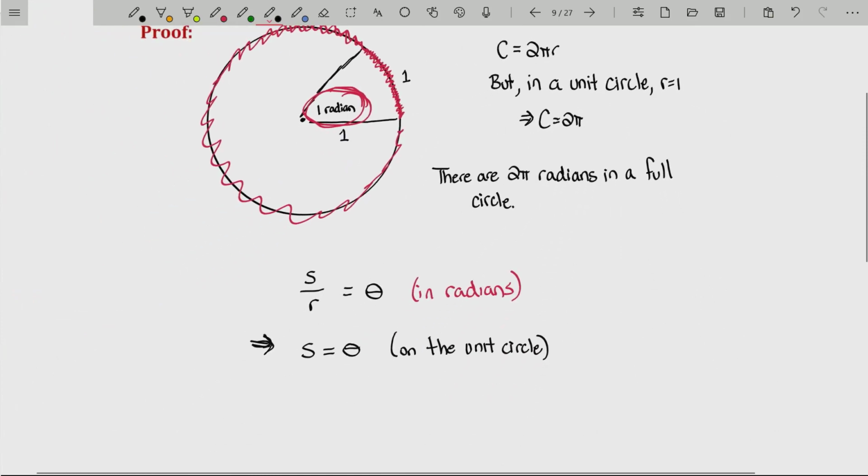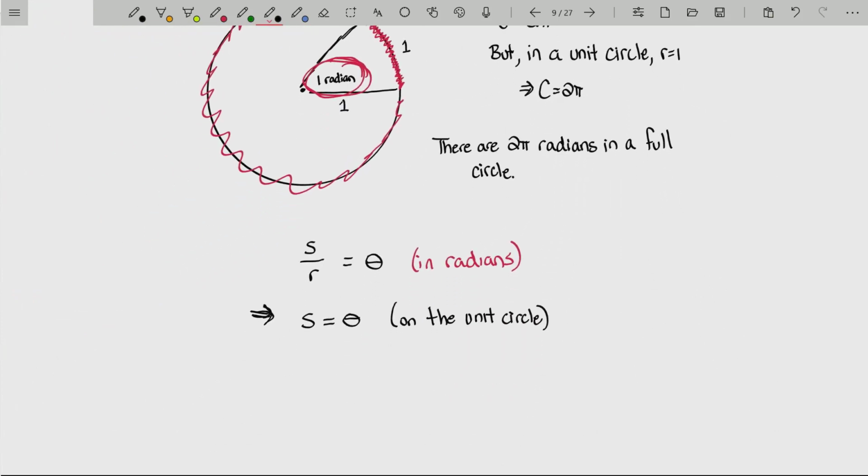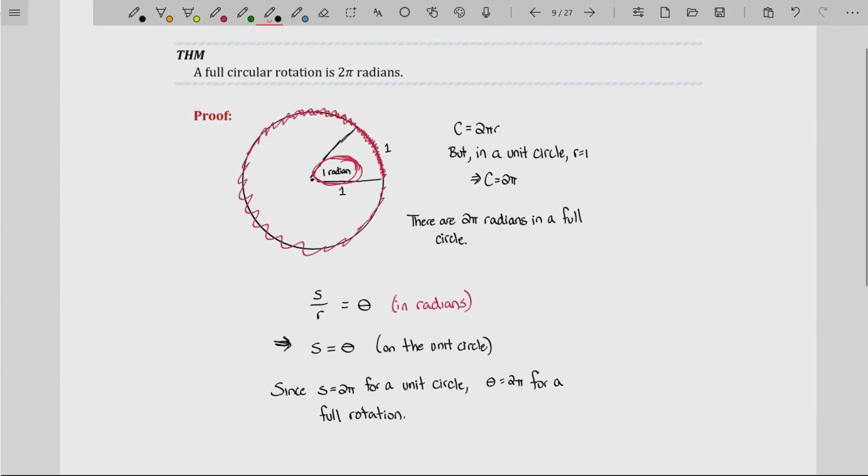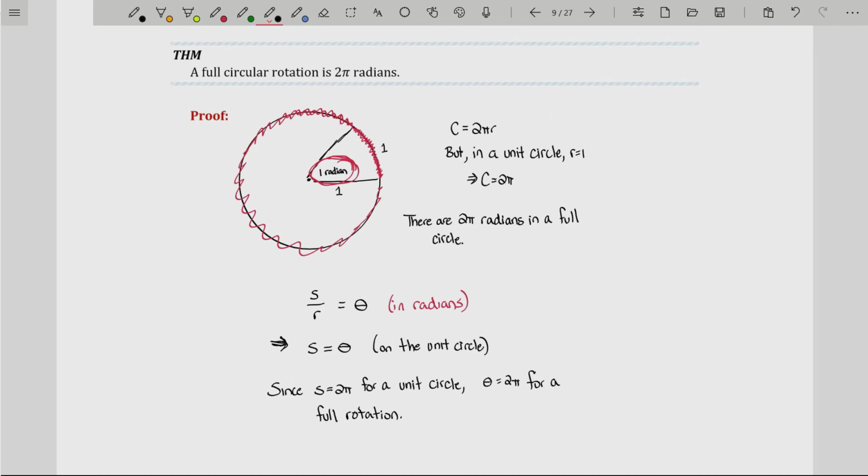Thus, the circumference being 2 pi for a full unit circle means that the angle for a full unit circle, or for a full circle in general, is 2 pi. Such a beautiful idea. So there are 2 pi radians in a full rotation. Very important.